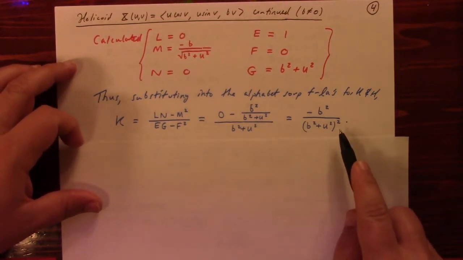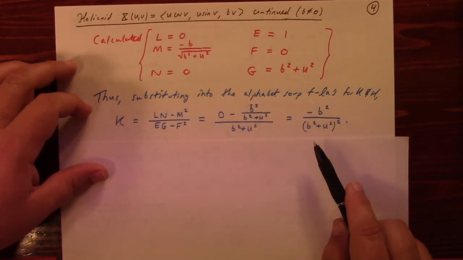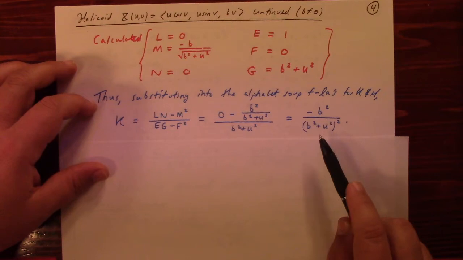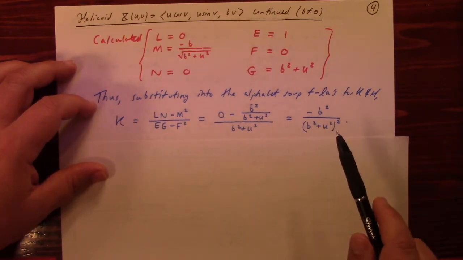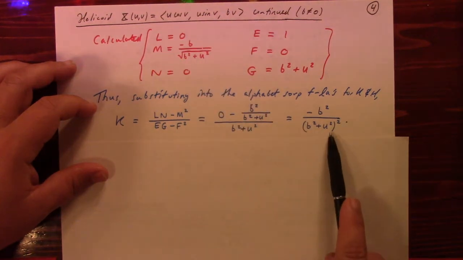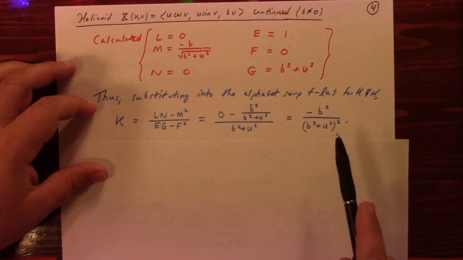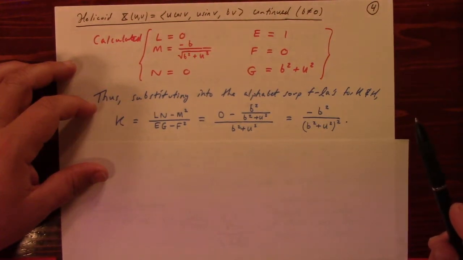Interesting, you know, the helicoid is parameterized by both u and v, right? And the Gaussian curvature depends only on u. So it doesn't matter what v is, the Gaussian curvature is determined totally by whatever the value of u happens to be at the point in question. So that's kind of interesting.